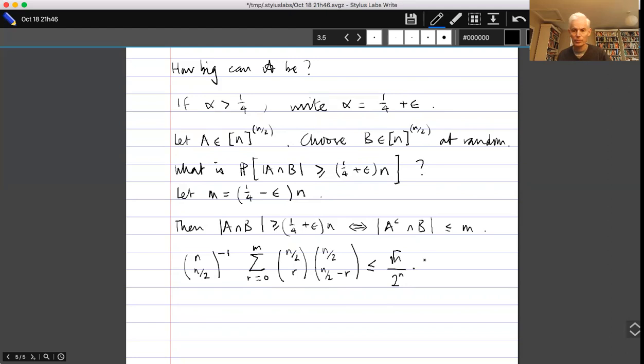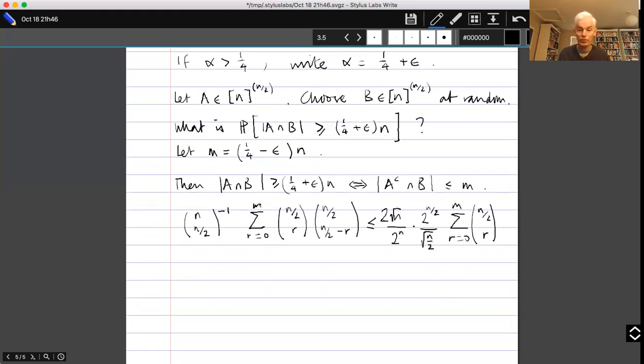Actually, why don't I do a little bit better than that? I shall say 2 to the n over 2, but I'll divide that by a square root n over 2, because I can't quite remember what the various constants are in here. I shall put an extra factor 2 there just to be on the safe side. And then what's left is just the sum r equals 0 to m of n over 2 choose r.